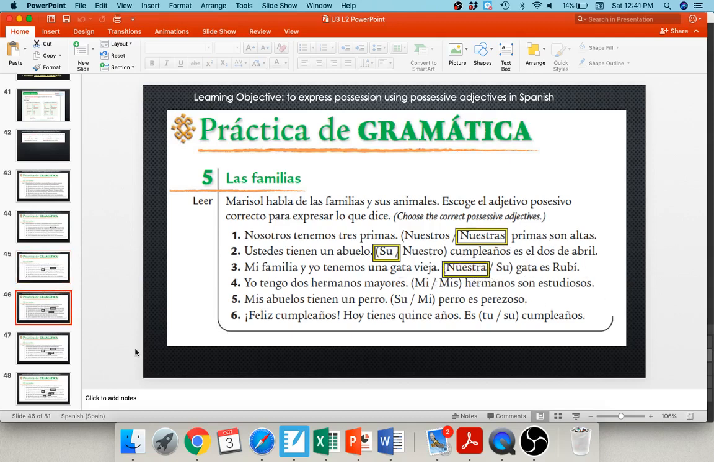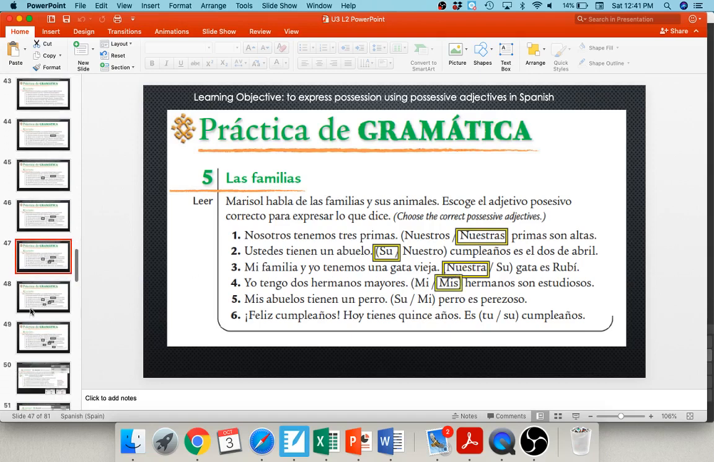Number 4, yo tengo dos hermanos mayores. I have two older siblings, two older brothers. Blank hermanos son estudiosos. My brothers are studious. Well, in this case, we have multiple brothers, so we can't say mi hermanos because hermanos is a plural noun. We also have to make mi plural by adding an S, so it should be mis hermanos son estudiosos.